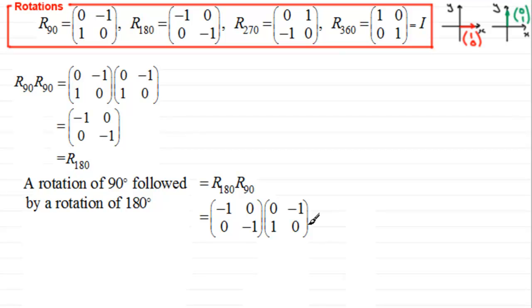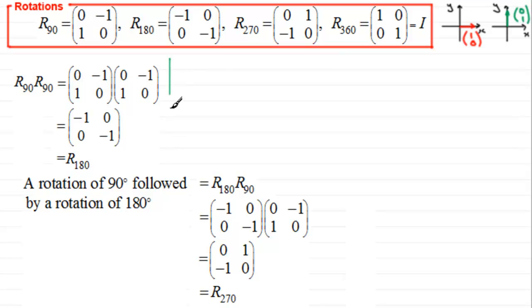Okay, welcome back if you did have a go. Well, you actually end up with this matrix, which is the matrix for a rotation of 270 degrees about the origin. So you can see that this combining of matrices seems to work, and indeed it does. Let's look at another one.